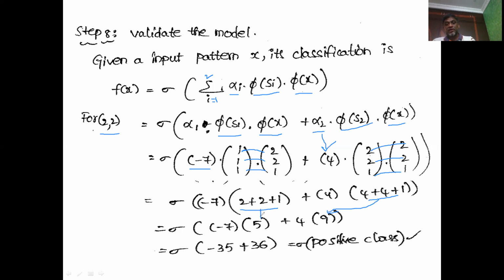So what is the final value we got? This is minus 35, and 4 into 9 is 36. 36 minus 35 is plus 1, that becomes a positive label. So 2 comma 2 is a positive label, is the answer from our model, and exactly, 2 comma 2 is a positive label itself in the given problem scenario.